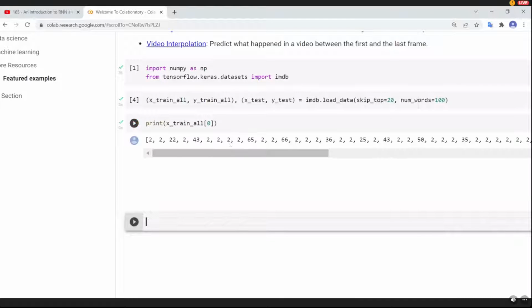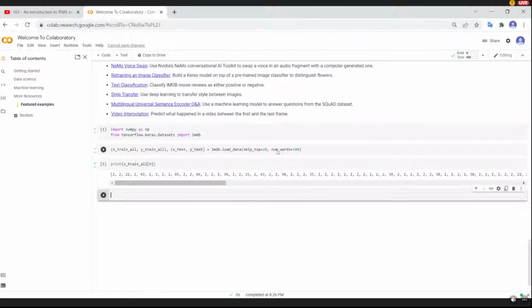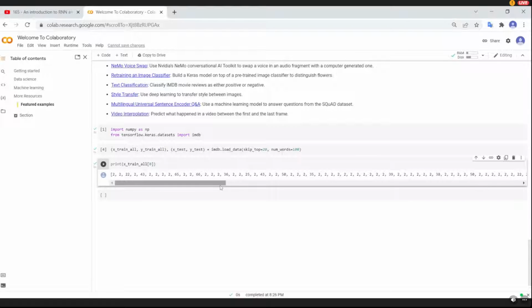So this is the sentence. For example, like "I did enjoy the movie." Like this could be the sentence. It's only words that are matched with the numbers. Now we have to convert into words. This is one sentence that we have retrieved.